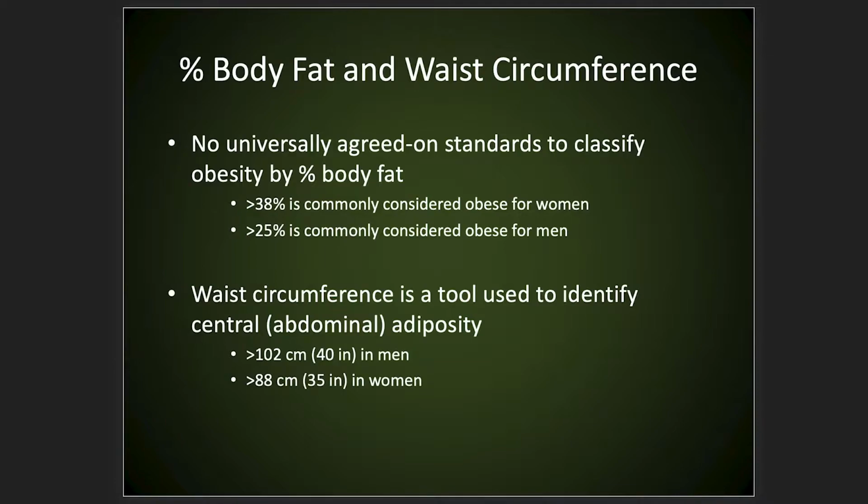There are no universally accepted and agreed upon standards to classify obesity by the percentage of body fat. There are some averages and some ranges, though, in women and men. So greater than 38% is commonly considered obese for women, and greater than 25% for men. Now, waist circumference can be a tool to identify maybe some abdominal adiposity, but again, there's no set standard in general, but there are some recommendations. Abdominal circumference below 40 inches in men and 35 in females. So anything over those two numbers can be considered excessive and potentially leading to obesity or the result of obesity.